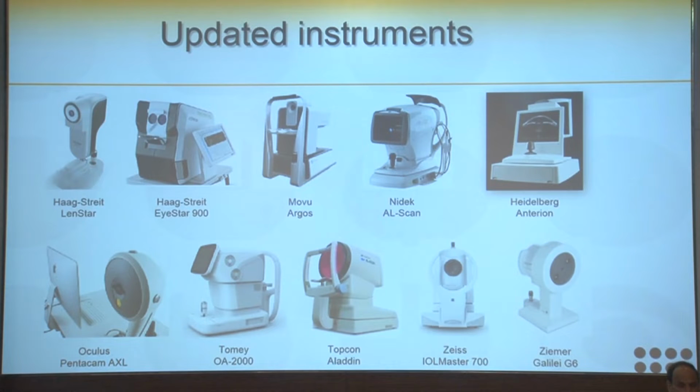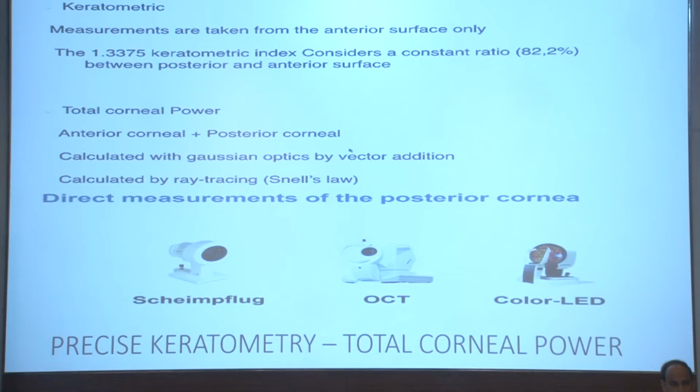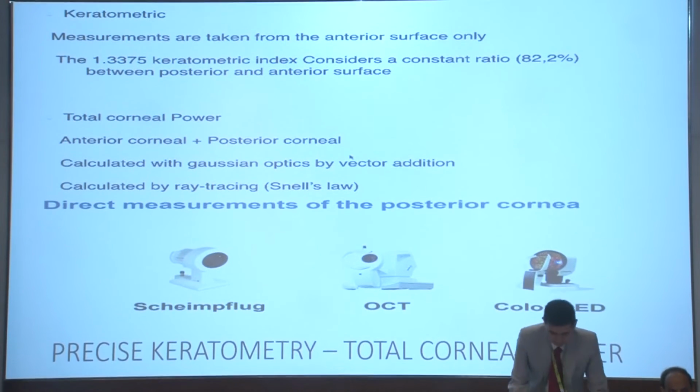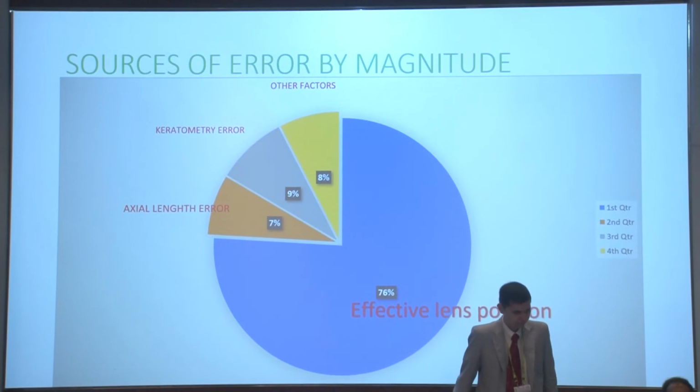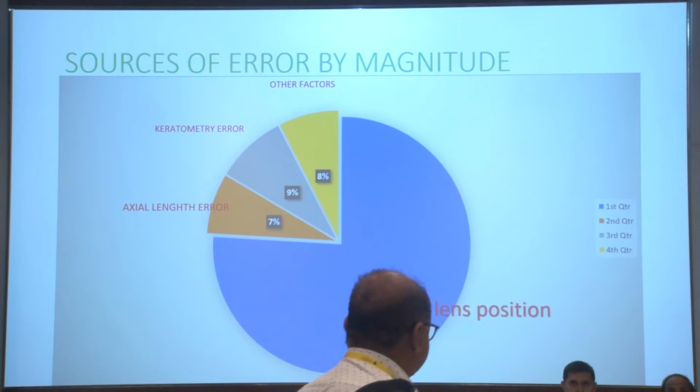We have so many updated instruments, and we already had one talk on updated optical biometers by Dr. Arshul. The updated instruments give very precise axial length and keratometry measurements with newer generation machines like Galileo, IOL Master 700 or Color LED. All these machines give us very precise anterior and posterior corneal power calculations, and then give the total corneal power.